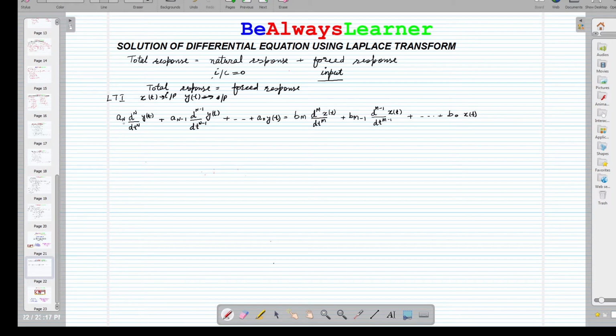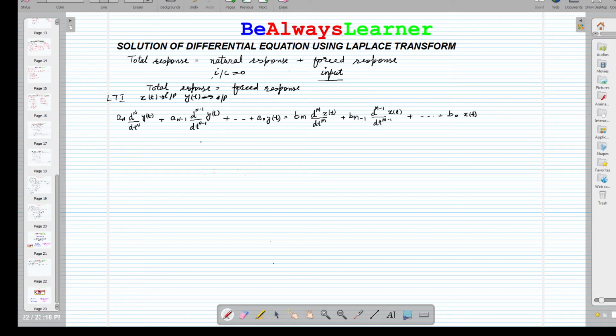The nth time derivative of y plus the (n minus 1)th derivative with respective coefficients of y, plus a naught y of t, is equal to b m times the mth derivative of x, plus the (m minus 1)th derivative with some coefficients of x, and so on, up to b naught x of t. That is the equation which describes the system with the differential equation.